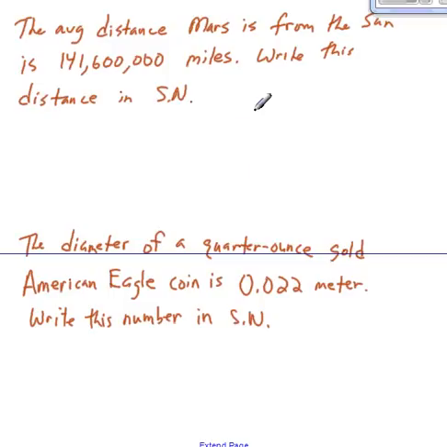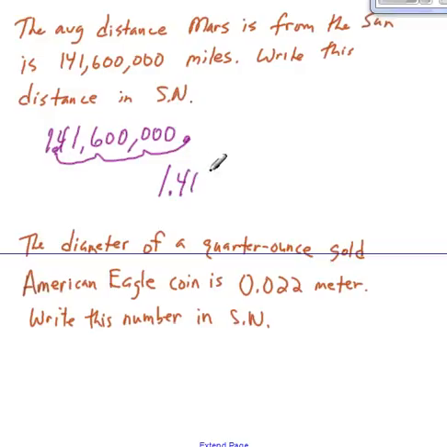Now, how about a word problem? Let's look at the average distance Mars is from the sun. Again, remember planets revolve around the sun in an oval or an ellipse, so that's not always the same distance, but the average distance is 141,600,000 miles. So write this number in scientific notation. So I can take 141,600,000. I'm going to move my decimal place 8 places to the left. So this is 1.416 times 10 to the 8th.